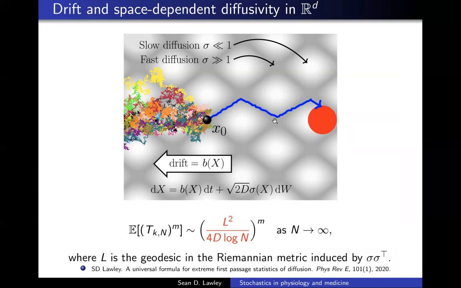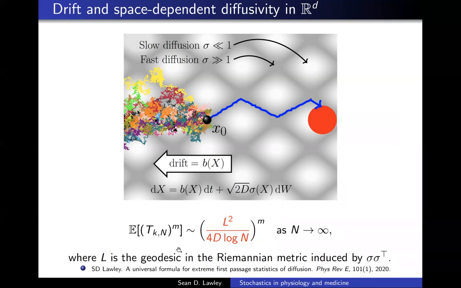There are two things to note about this. The first is that the fastest searcher takes the shortest path to the target, where the shortest path is defined by the space-dependent diffusion coefficient. So what is this doing? This fastest searcher is weaving in and out of regions of fast diffusion. It wants to avoid these white regions where diffusion is slow, and it goes through the fast diffusion regions.